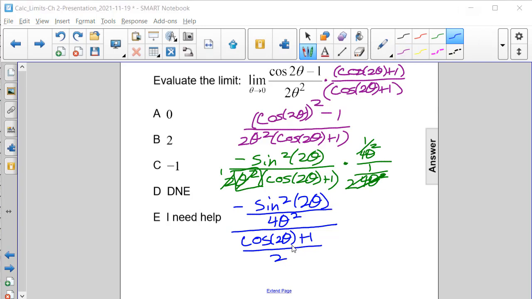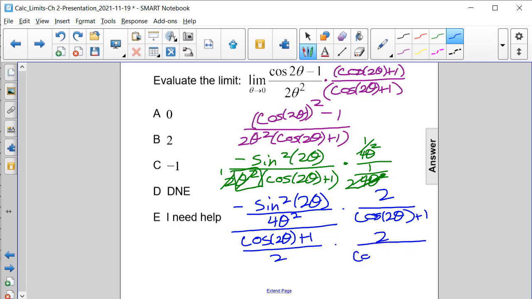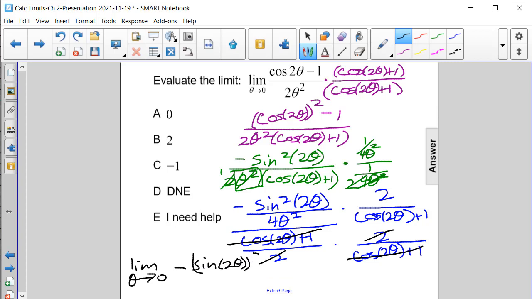Next, we can multiply both the numerator and denominator by the reciprocal of the denominator. So that's going to be 2 over cosine 2 theta plus 1. And when we do that, all the terms from the bottom rational function cancel out, and we will now have the limit as theta approaches 0 of negative sine of 2 theta squared over 2 theta quantity squared, that's what 4 theta squared is equal to, times 2 over cosine of 2 theta plus 1.